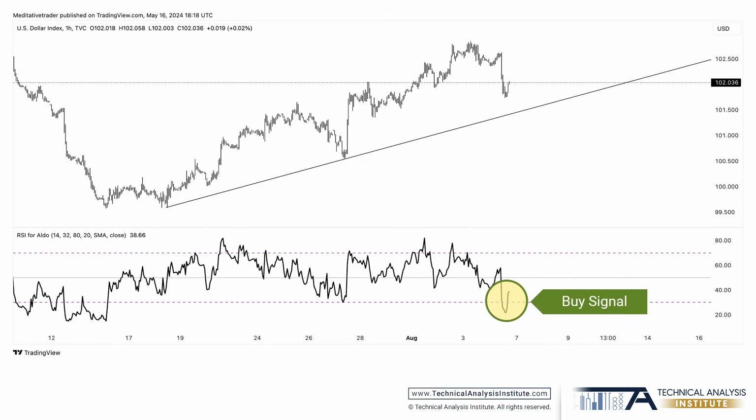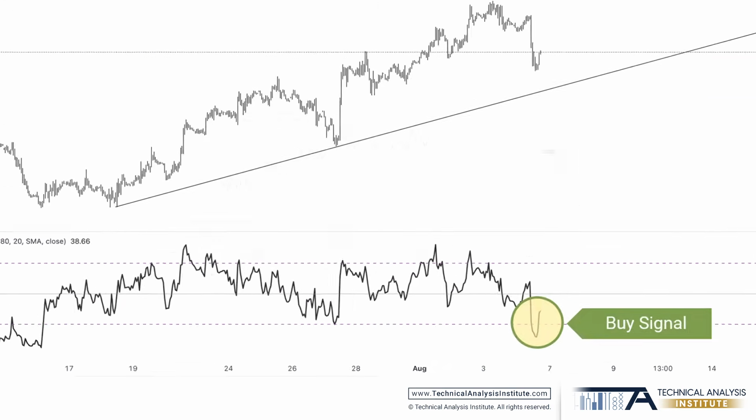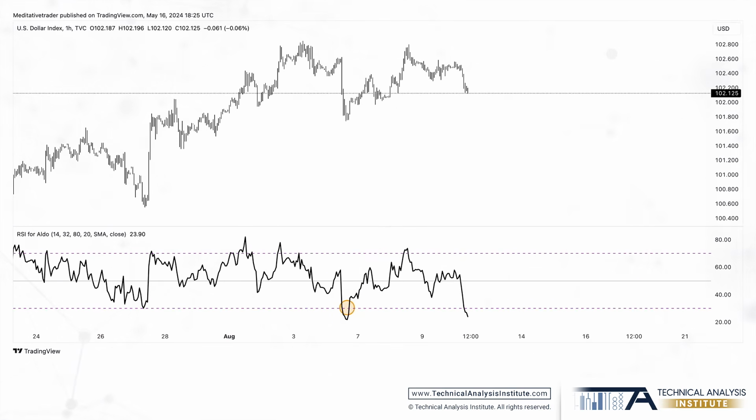We can see prices are trading at around 102. Remember, the rules to buy are: first, wait for the RSI to become oversold by crossing the lower reference line, and second, buy when it crosses above it. Both elements are there, so we can place our buy signal around 102, and the results you can see on the next chart.